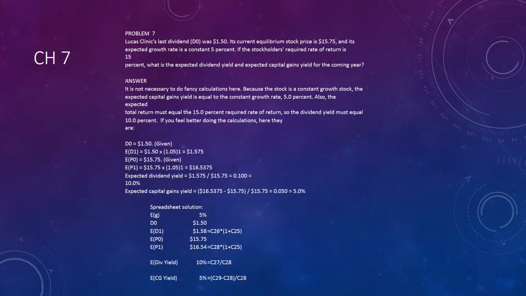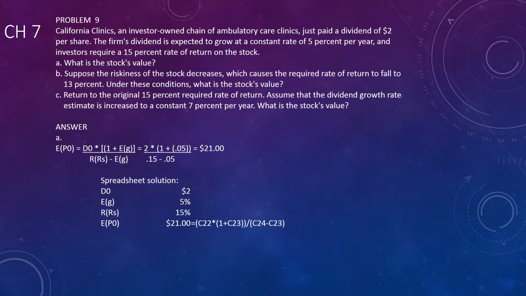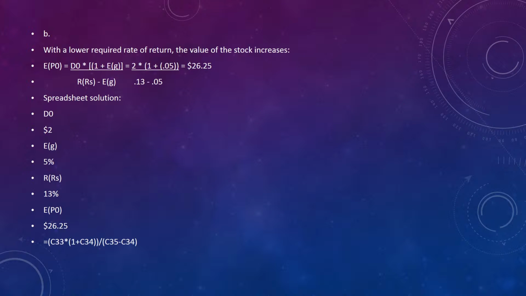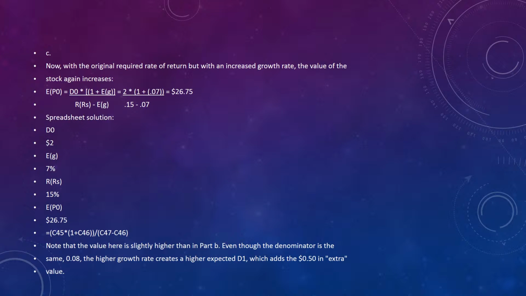So what we did right here. So we've actually got the dividend yield of 10%. The initial was $21 value of the stock. So if you have a lower required rate of return, the value of the stock increases. Or if you have a higher growth rate, the value of the stock increases. And you can see the value slightly higher than Part B, even though the denominator is the same, 0.8, the higher growth rate has created a higher expected D1, which adds the 50 cents in extra value.